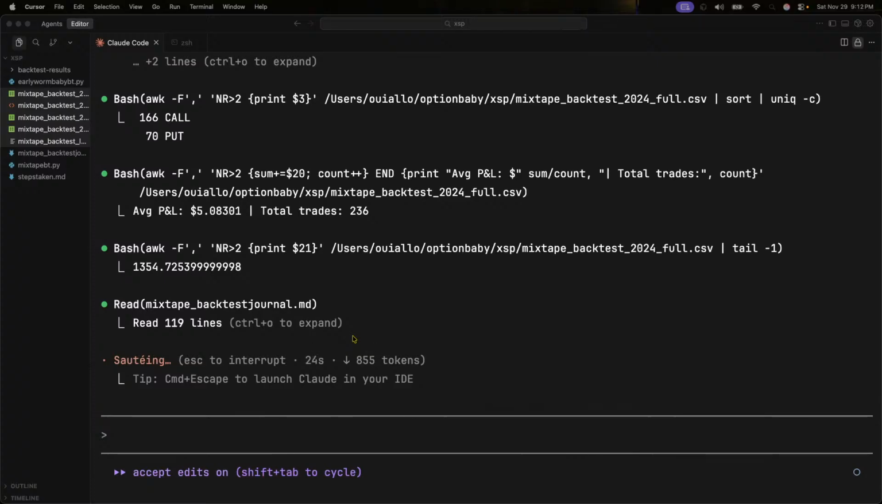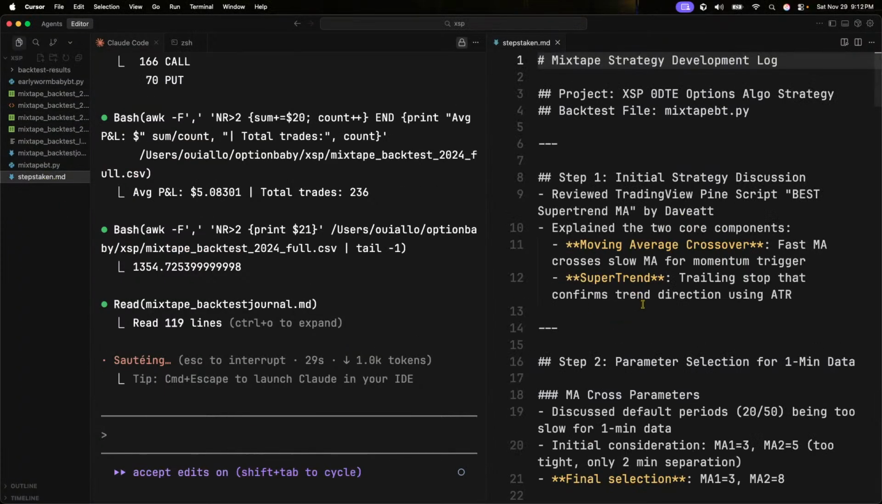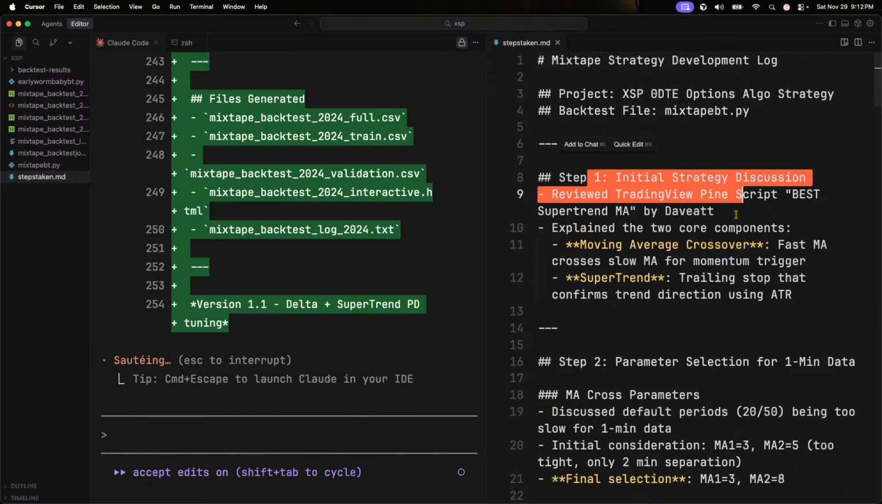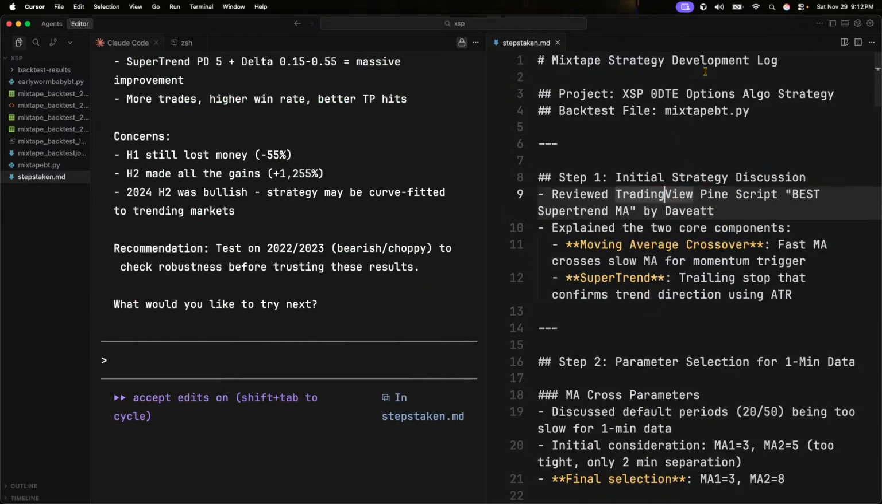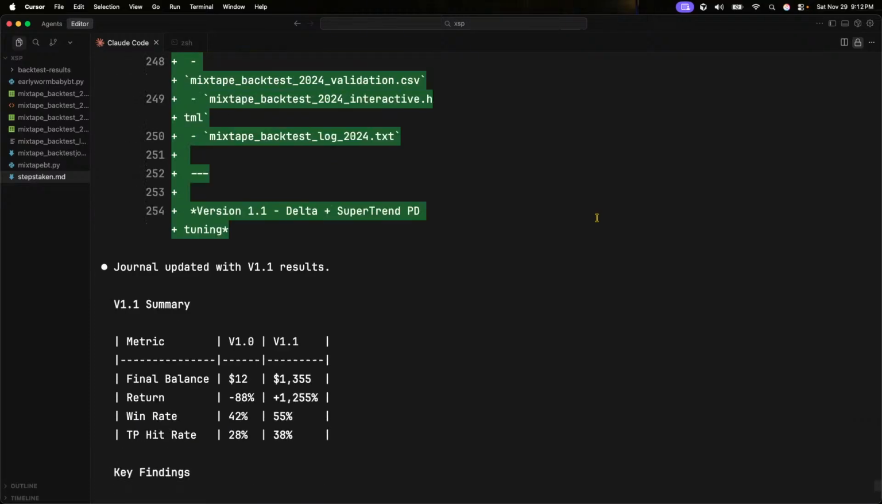And if y'all do have any questions about how I got here, I am keeping a step-by-step list of what we did, right? So the first step, we got the strategy from PineScript, from TradingView. Okay, hold on, let me shut up. Let's come back here real quick.